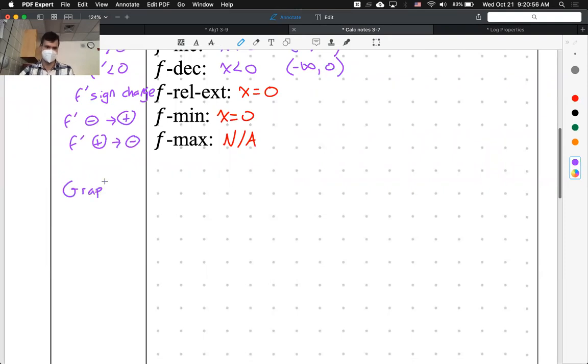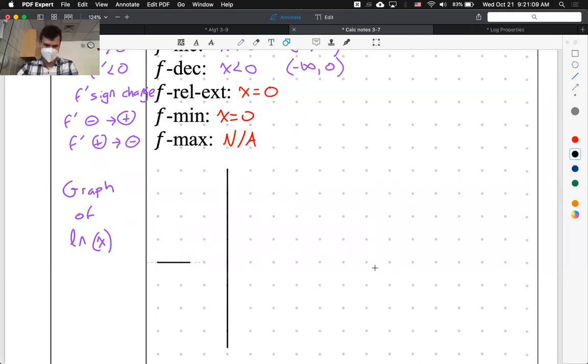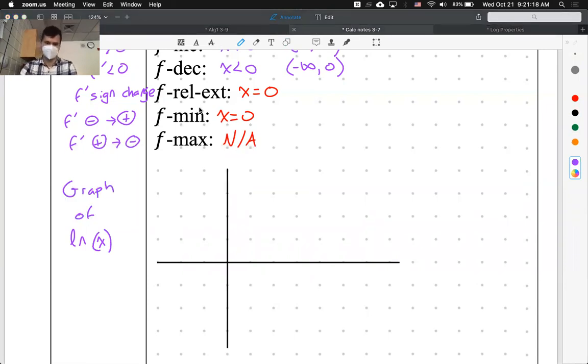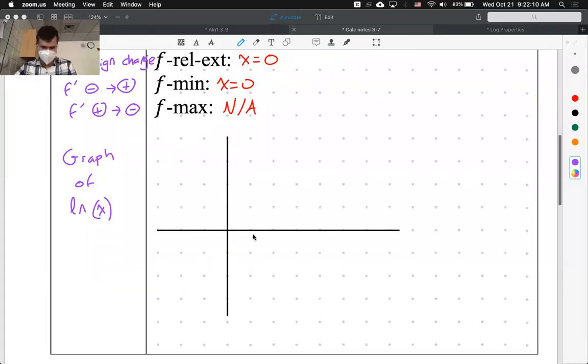So I want to talk about the graph of natural log of x. You saw it. Let's see if you can recreate it now. So go ahead and make your graph now. So there's my graph. And I'll go ahead and pause. See how far you can get. Yep, so it looks like everyone has it.